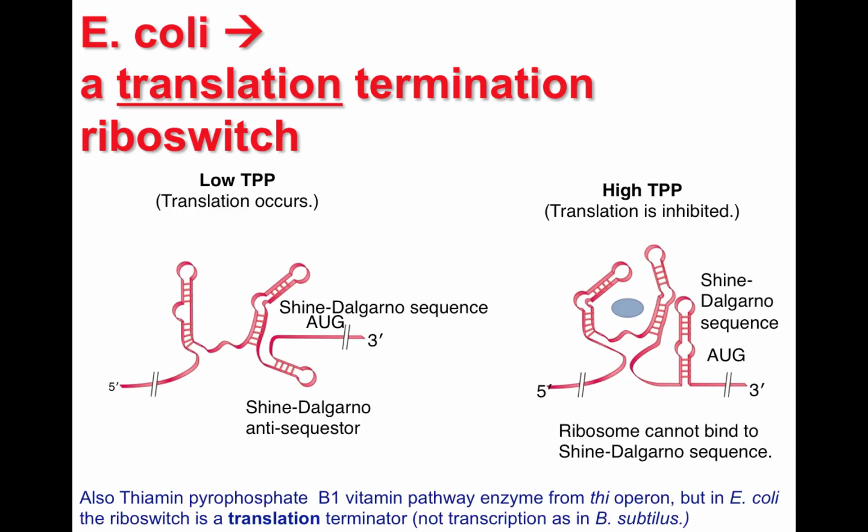What about in E. coli? Well, we have a similar looking aptamer, but the function is different. Instead, at low TPP levels, we have our Shine-Dalgarno sequence exposed, free to bind to the small ribosomal RNA subunit and position the start codon in the right place and have translation proceed. Remember, we are looking at a translation terminator here. However, if TPP is high, these stem loops again form a pocket, bind TPP, and end up sequestering the Shine-Dalgarno sequence. If the Shine-Dalgarno sequence can't bind to the ribosome, then the AUG won't be positioned correctly, and we won't be able to initiate translation.